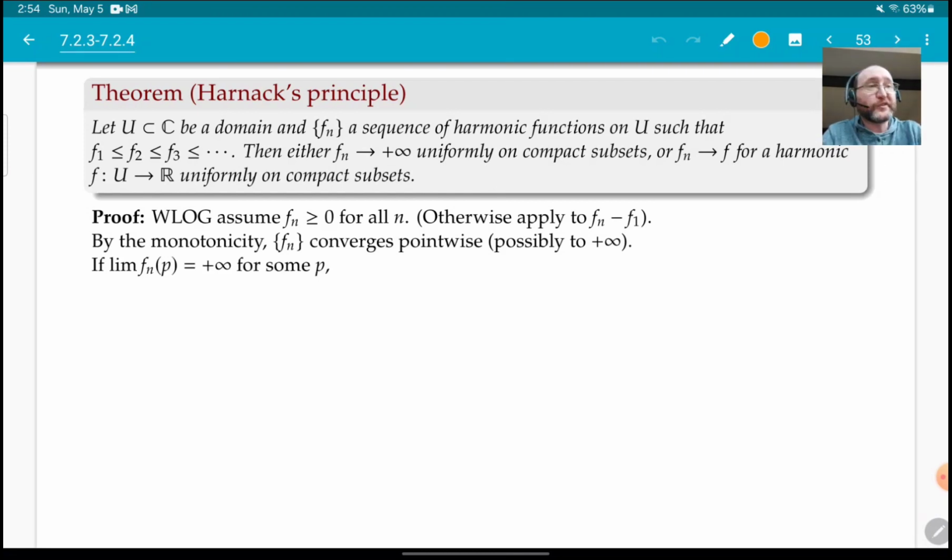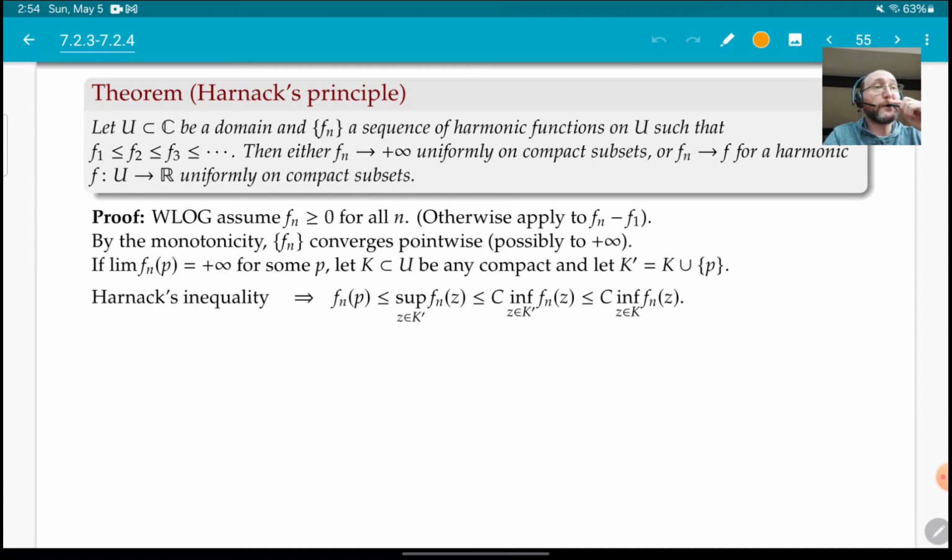So suppose that for some p, we get a limit of infinity. Start with any compact set K and add p to it, giving K prime. That's still going to be a compact set. Now use Harnack's inequality. Fn at p is less than or equal to, because p is in K prime, the supremum; we're just taking the supremum over a bigger set of fn. That's definitely an inequality. And now we apply Harnack to K prime, so we get some c that depends on K prime, such that the supremum of fn is bounded by the infimum of fn over this K prime. And now for K, well, K is just a smaller set, possibly.